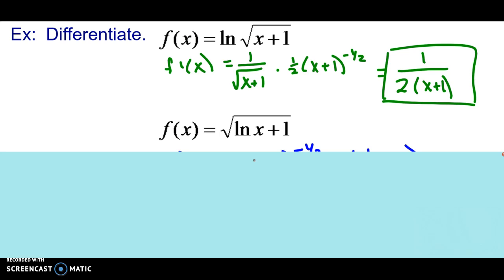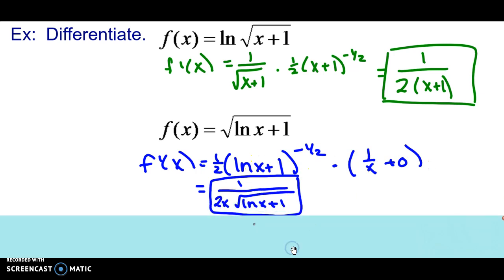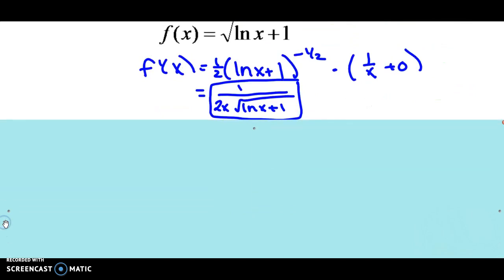Alrighty, so now this one, we have the square roots on the outside of the whole function. So that's the part that we have to derive first. So I use my power rule. I multiply by 1/2, reduce the exponent by 1. What's left inside remains the same, and then I multiply by the derivative of the inside. Derivative of natural log is 1 over x, derivative of 1 is 0. I can simplify this a little bit, and looks like a beaut.